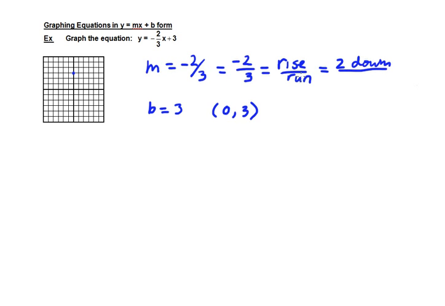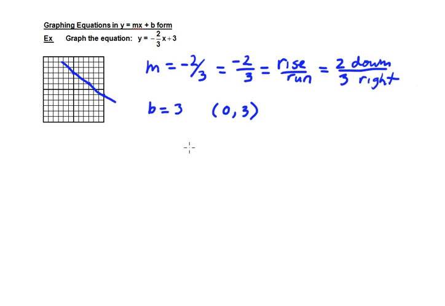When I look at the denominator, the positive 3, run means the travel in the x direction, left and right, and positive 3 means that we are going to go to the right. So this will be 3 units to the right. Now I can start with that anchor point (0, 3), and from that point I can count 2 units down, and then 3 units to the right. That puts me at the point where x is equal to 3 and y is equal to 1. So that's another point on the line, and I can continue to do this, 2 down, 3 to the right, and so on. Then I can draw the line that goes through those points.